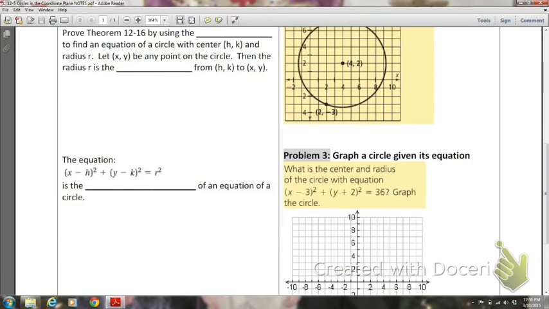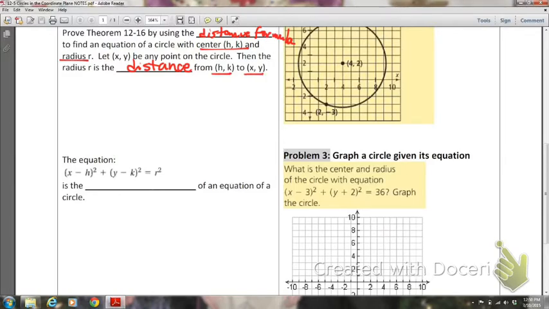One thing that will help you remember the equation of a circle is to know where it comes from. So let's prove this, or derive this formula, by using the distance formula. So we're going to use the distance formula to find the equation of a circle with a center h comma k and a radius r. So we're going to let x comma y be any point on the circle. And then the radius is going to be the distance from that center to that point on the circle.